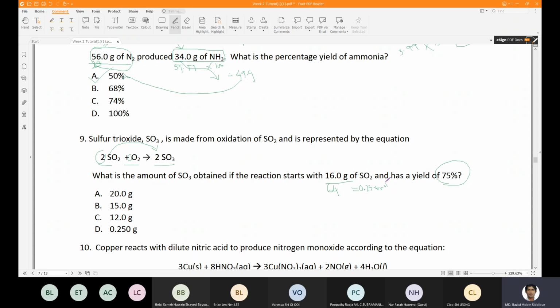And then it is a 1:1 reaction, because 2:2 or 1:1, both ways you can say. So if 2 moles of sulfur dioxide, it will produce 2 moles of sulfur trioxide. If 1 mole of sulfur dioxide, it will produce 1 mole of sulfur trioxide. If X moles of sulfur dioxide, it will produce X moles of sulfur trioxide. Exactly the same. So if we add 0.25 moles of sulfur dioxide, I will have 0.25 moles of sulfur trioxide.